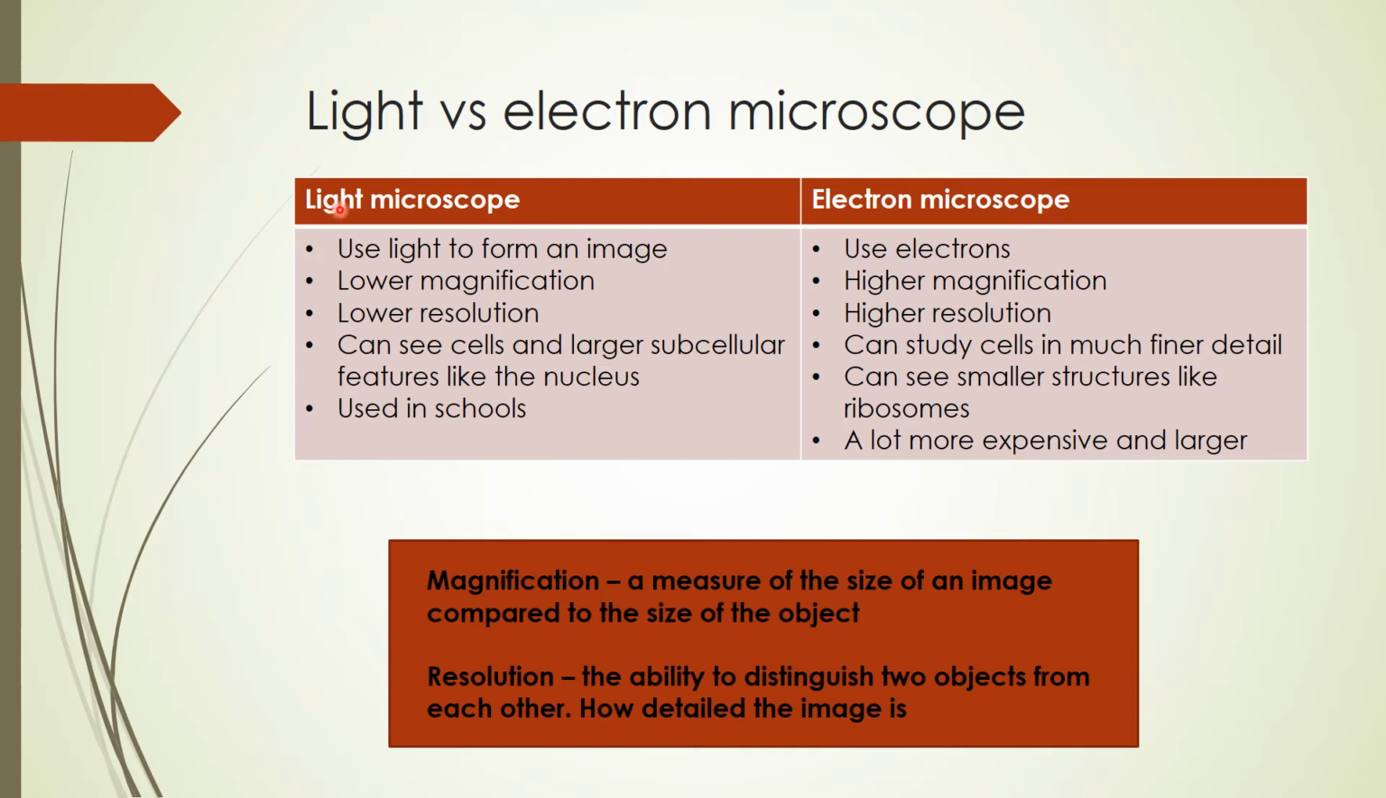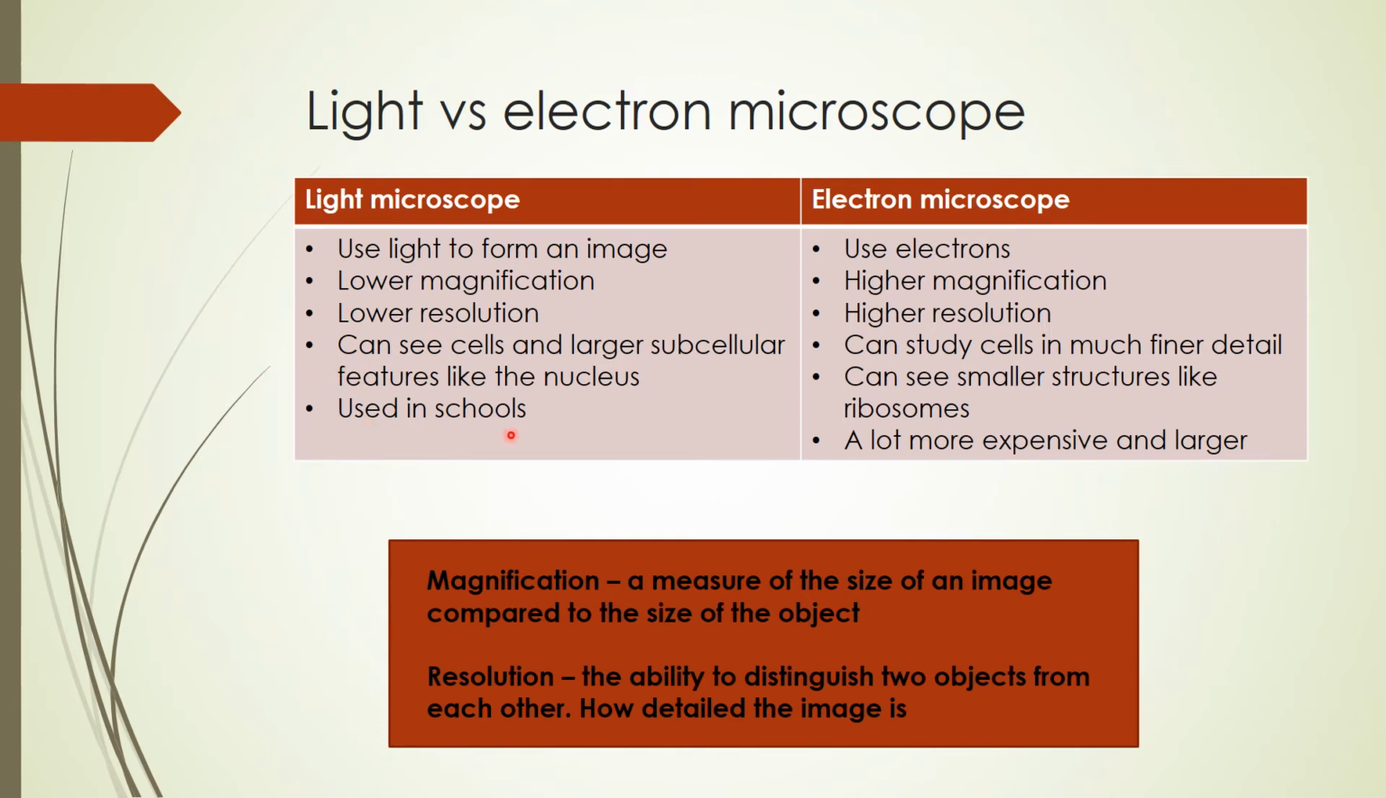And light microscopes are a lot lower in magnification and a lot lower in resolution. So because of this, you can see cells, but only the larger subcellular features like the nucleus and the cell walls. Electron microscopes allow us to see a lot more smaller subcellular features, even as small as ribosomes. And this has led to a lot of scientific advancements in learning the parts of the cell.